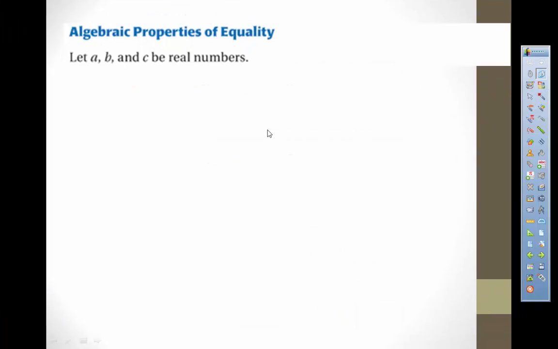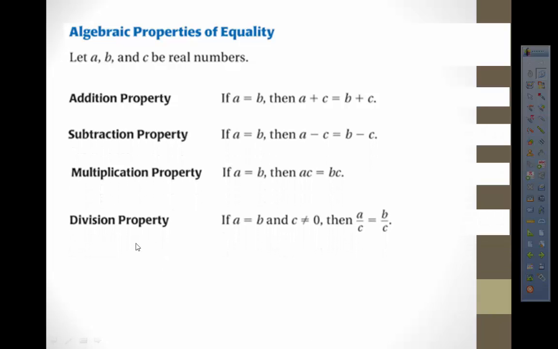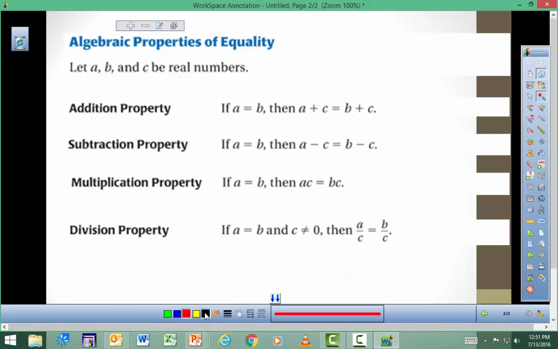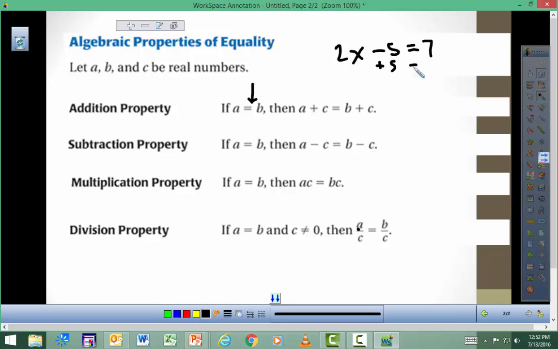Like for example, when we have these properties here, the addition property, the subtraction property, the multiplication property, and the division property, the only reason why we can do these is because we start out with an equal sign right there, okay? And that's the only reason why we can do this. All these properties are fairly obvious, and we do them when we're solving equations all the time. It's like when we have 2x minus 5 equal to 7, what we want to start out by doing is adding 5 to both sides of the equal sign. And the reason we can do this step is the addition property of equality.